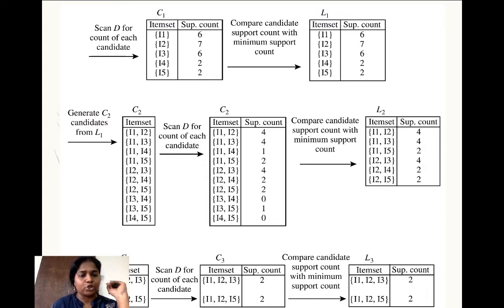Now these are the three possible combinations of three item sets I can generate from the first three elements of L2. In that, I should check using a priori principle if all of its subsets are available in L2. Now, what are my combinations?